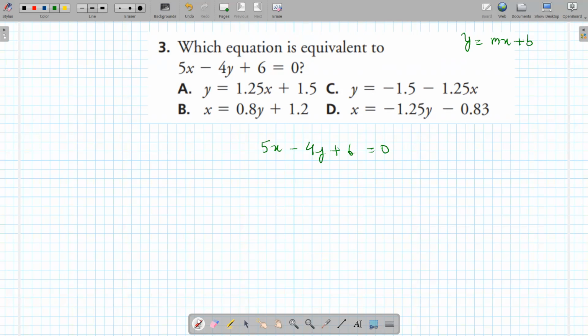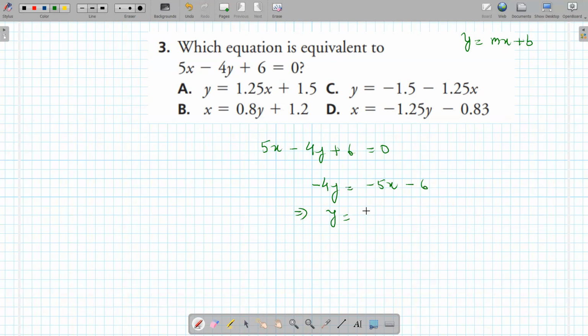When you isolate something, move everything else to the other side. So you'd move the 5x, you'd move the 6. You subtract 5x, and you'd also subtract 6. You can do that in 1 step or 2 steps. How do we get rid of that negative 4? You divide by negative 4.